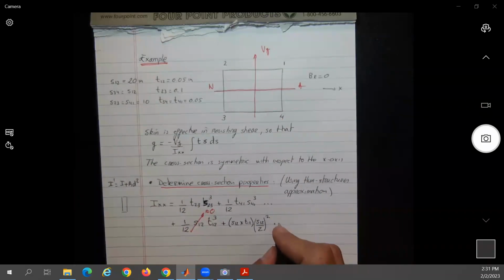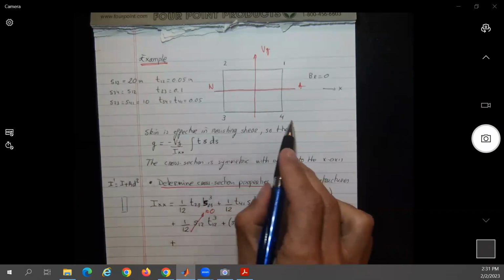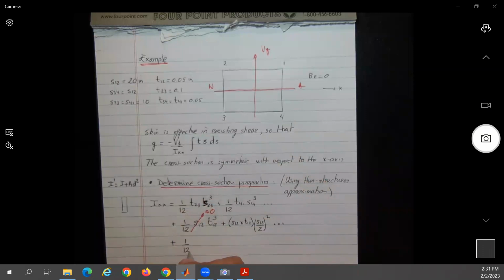Now, we can do exactly the same thing for the one at the bottom, no? So it will be the same expression, 1/12 S34, T34 cube, plus S34 times T34 times S34 divided by 2, squared. And again, this one will be very close to 0. The whole term is very small because T is very small. So this will be 0.005 to the cube, so it's going to make this whole term very small, no?